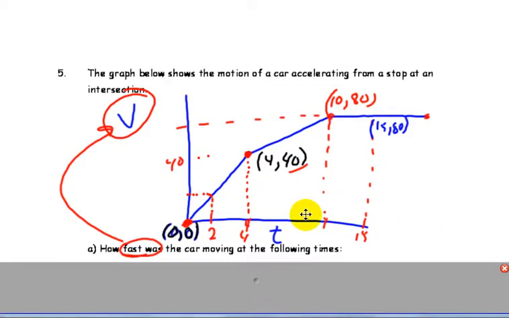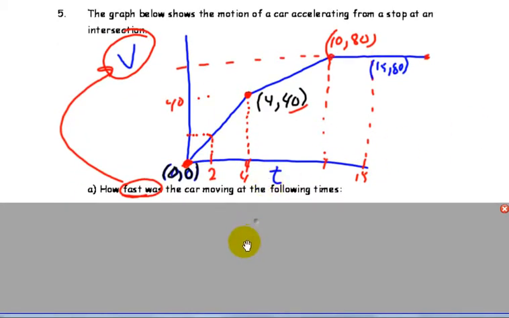Okay, number 5. You have a graph that looks something like this. I think yours looks a little neater. I've made a note of certain points here: 0, 0; 4, 40; 10, 80; and 15, 80, because they deal with some of the questions coming up.